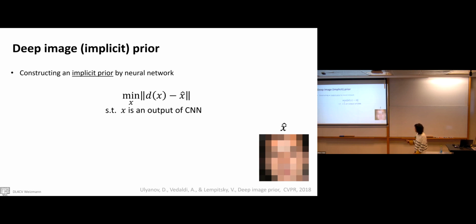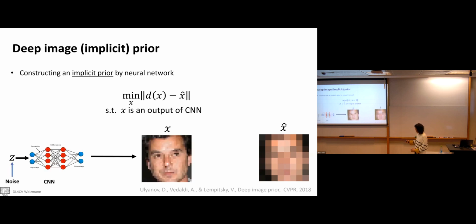And I'm imposing an implicit prior in the following way. Same objective that we saw before, okay? The downscaling of the predicted X is going to be similar to the degraded image. However, X should be an output of a convolutional neural network. That's it. This is the idea. And it's going to be like this. This is the convolutional neural network. I'm introducing a noise to the convolutional neural network. And I would like to predict, of course, this output.